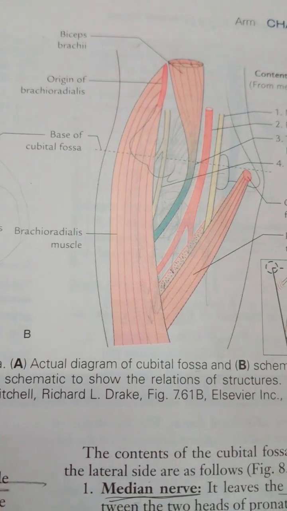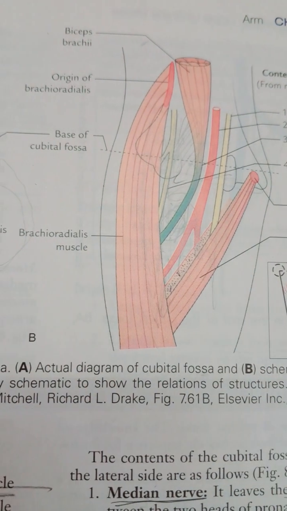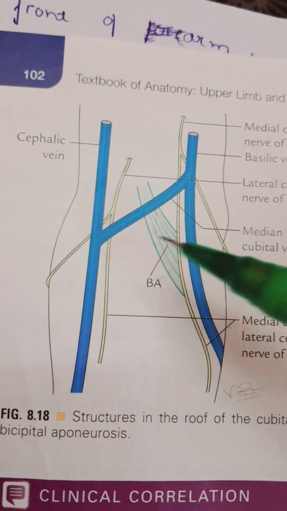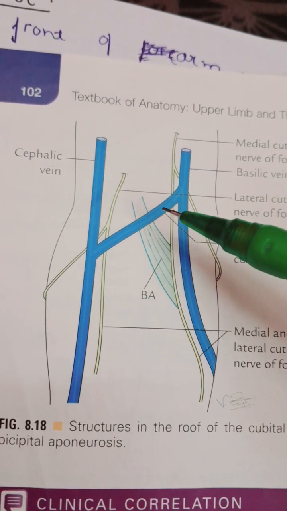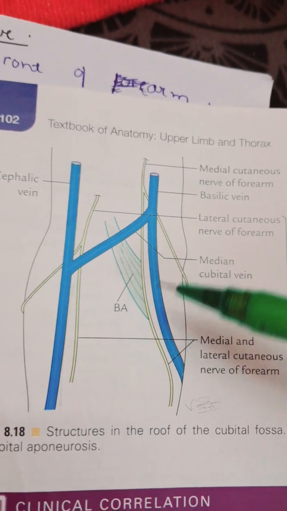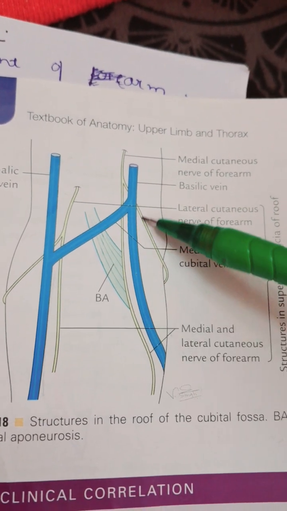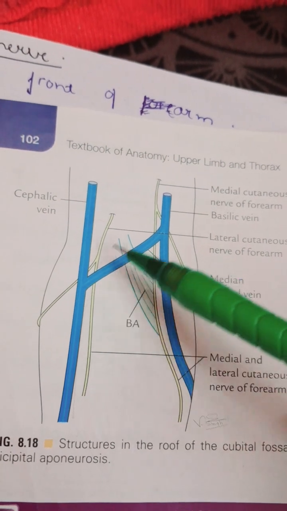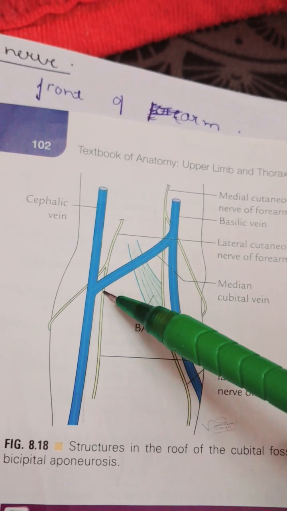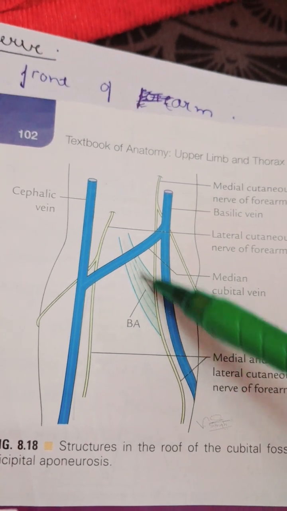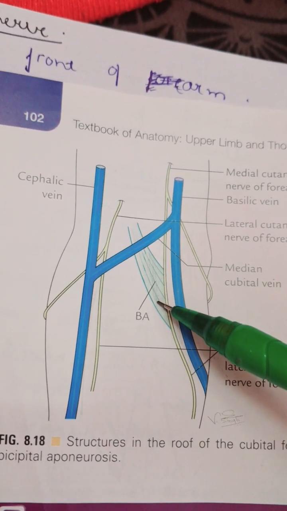Now let us see the applied aspects of the cubital fossa. Before understanding them, let us see some of the veins present in the cubital fossa. This is the cephalic vein, which is present laterally, and this is the basilic vein, which is present medially. Joining these two veins, there is a vein called the median cubital vein. Below this median cubital vein, we have the bicipital aponeurosis.